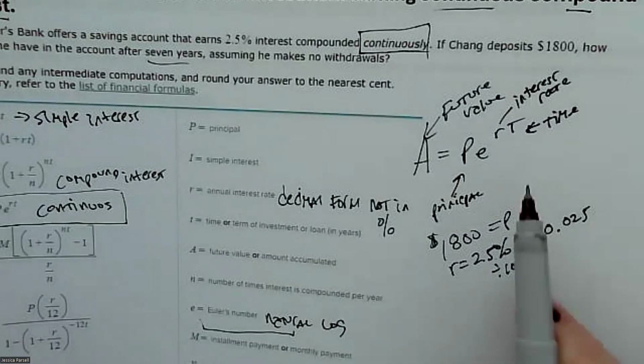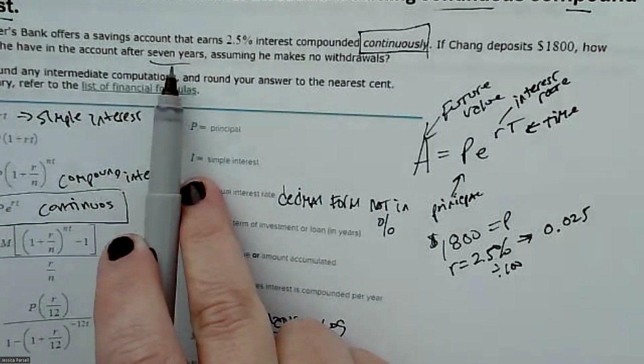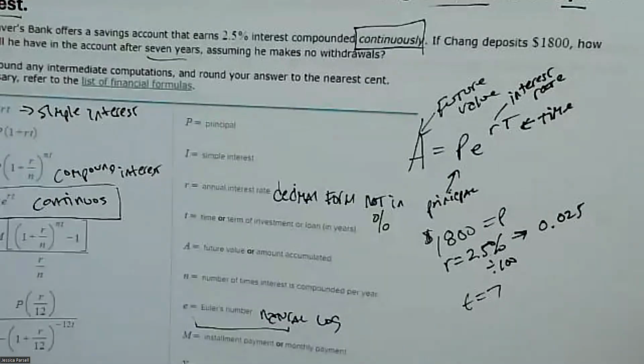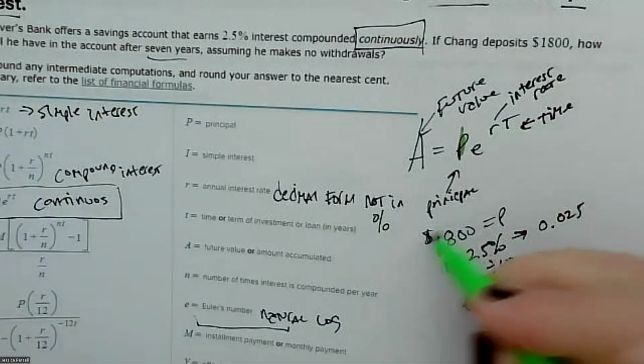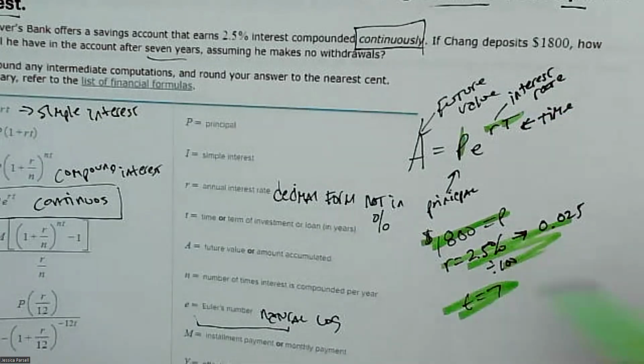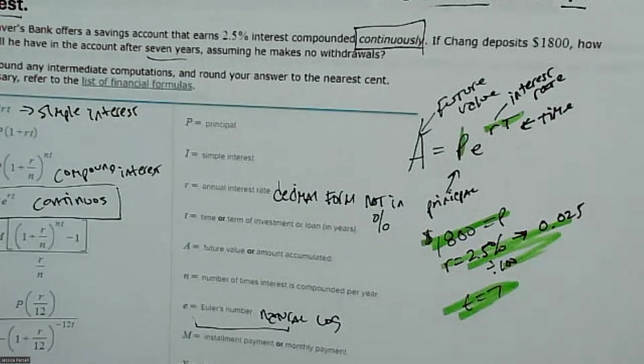Do we know the time? We do know the time. Chang's going to let the bank have his money for 7 years. So T equals 7. So we know some things. We know the P. We know the R. We know the T. Give me an E.